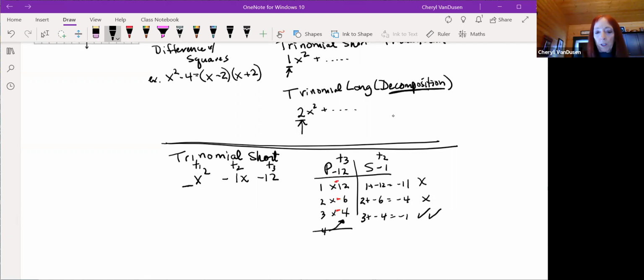Then all we do to finish is we write our answers. So we know that our goal is to get two brackets, get factors. The first term in each bracket is x, and then we use these numbers here. So it's x plus 3 and x minus 4. And there's the final answer. Okay.